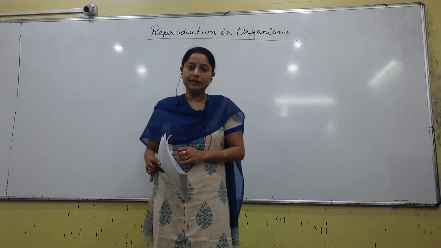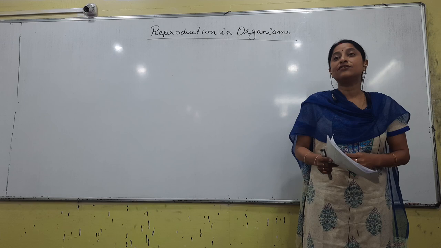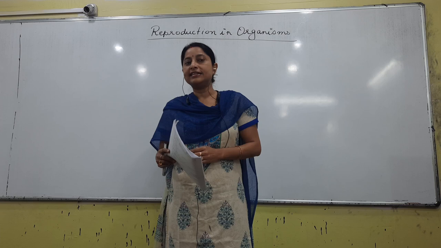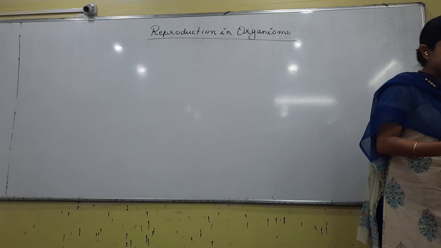But we have to talk about a word called natural death, right? The time period between birth and natural death is called what? Lifespan. Talking about lifespan, two words are associated: maximum lifespan and average lifespan. Maximum lifespan is the greatest age reached by members of a species.